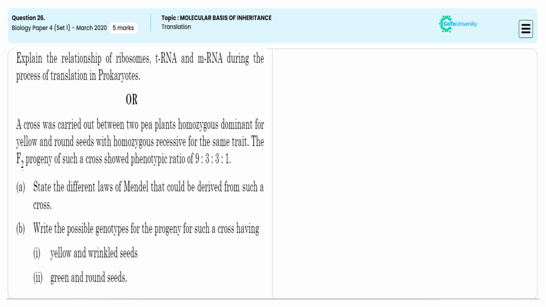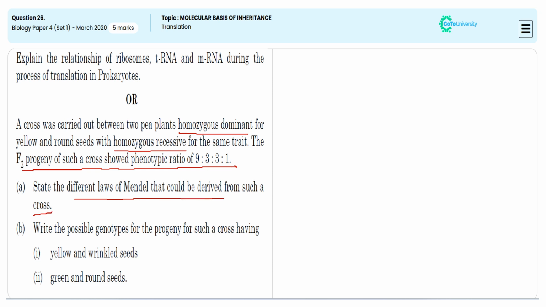In this 5 mark subjective question, they narrated about the phenotypic ratio of the F2 generation or F2 progeny, if they do the cross between the homozygous dominant yellow round seed and the homozygous recessive green wrinkled seed. With this information, we need to answer the given 2 sub-questions. In the first sub-question, they asked about the different laws of Mendel and in which way they were derived.